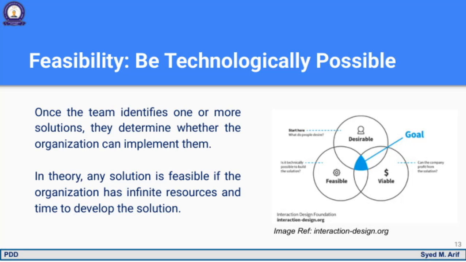Once the team has identified one or more potential solutions, the next step is to assess whether those solutions can actually be put into practice within the organization. It's important to understand that, in theory, any solution could be feasible if we had unlimited resources and unlimited time to develop it. But in real-world scenarios, feasibility is about more than just ideas. It's about whether the organization has the necessary capabilities, tools, and infrastructure to implement these solutions successfully. This is what we call being technologically possible.